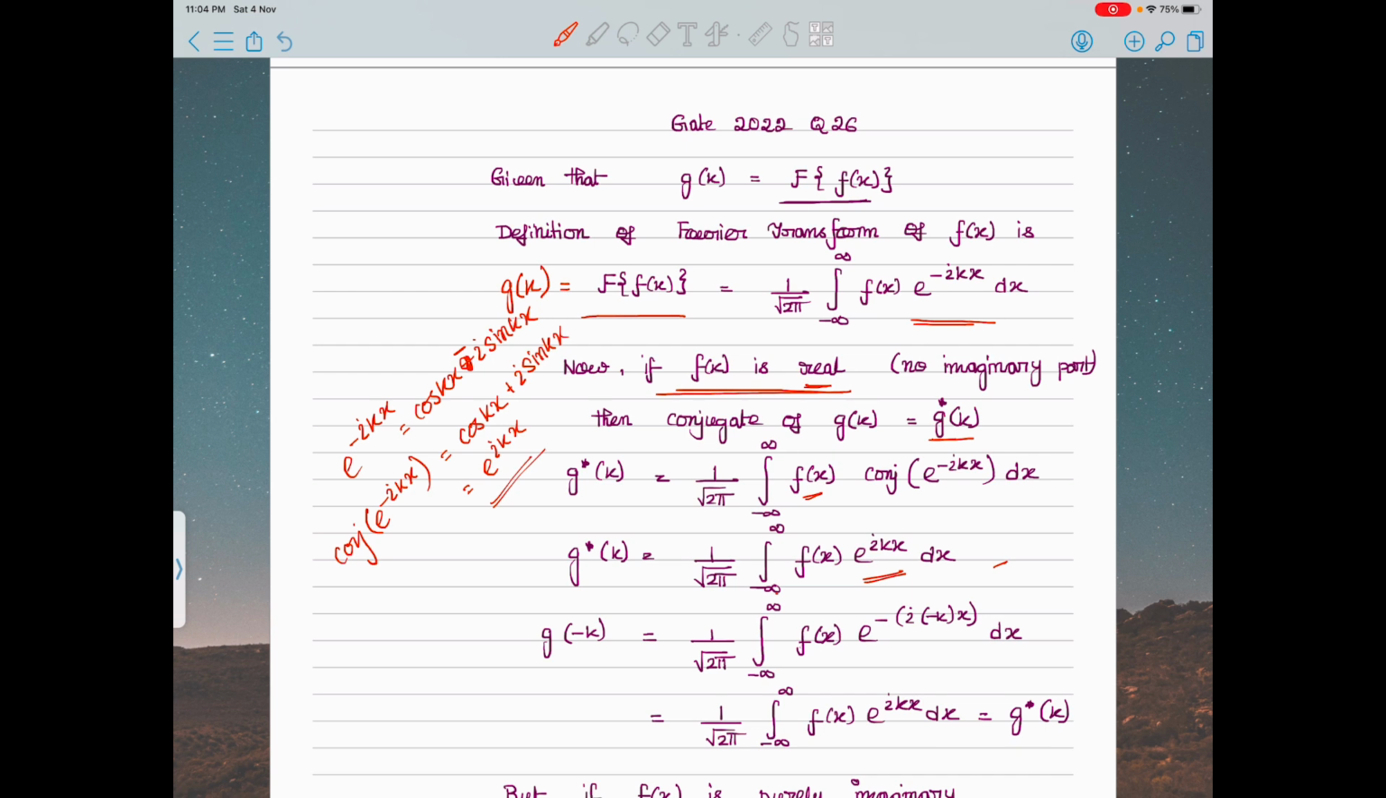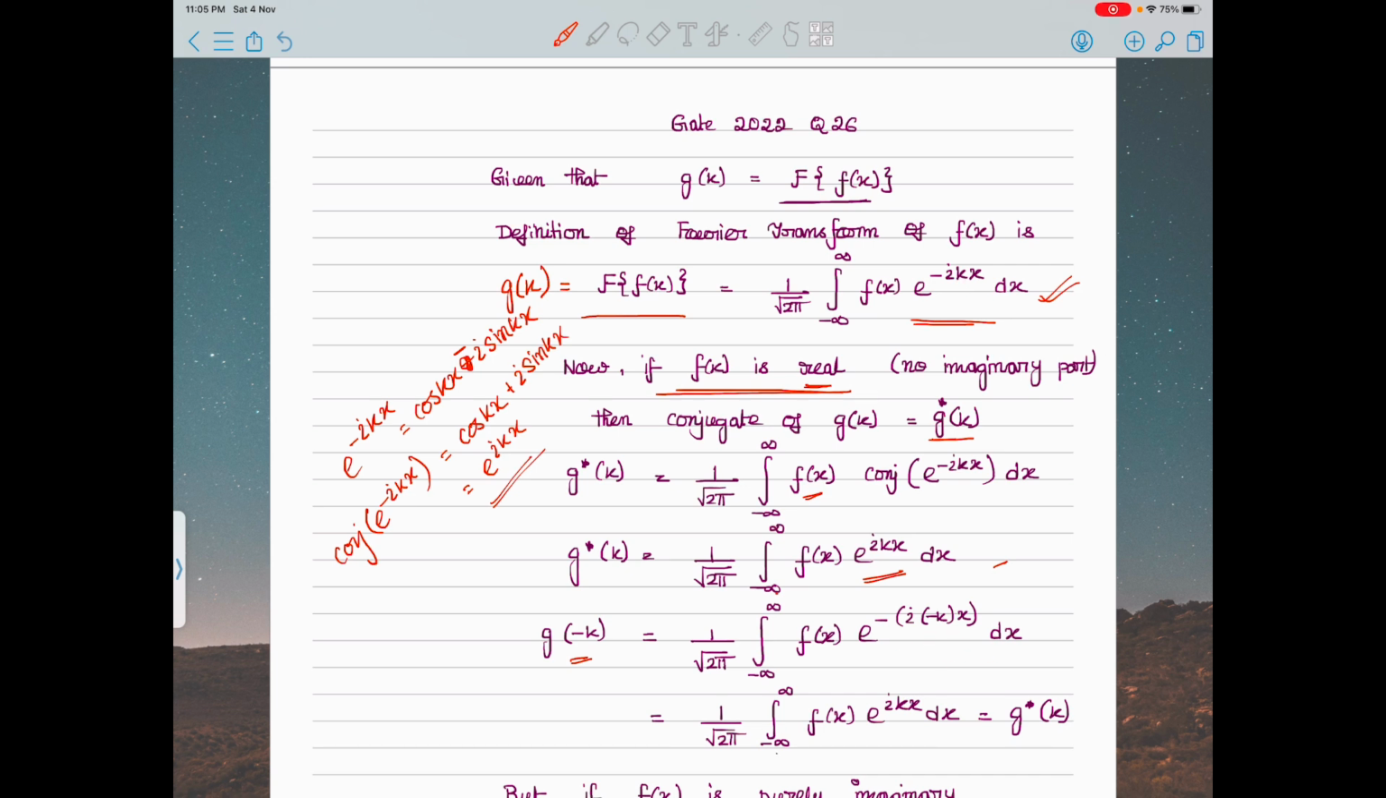This is a function of x, so it does not matter. So f of x should be as it is. But e to the power minus iota, now k is replaced with minus k into x. In which definition? In this. Because g of k is this, now we are putting g of minus k here. So k should be replaced with minus k. And this is what I have done.